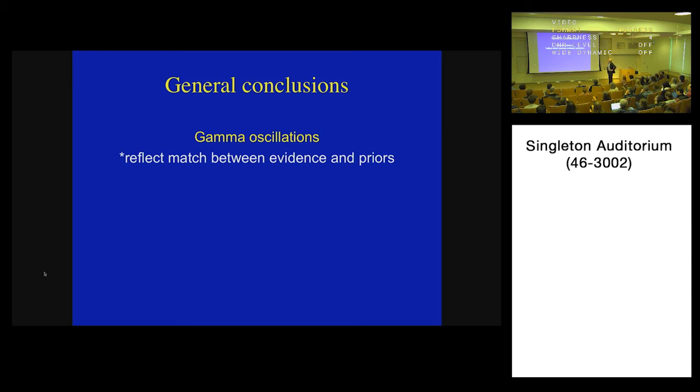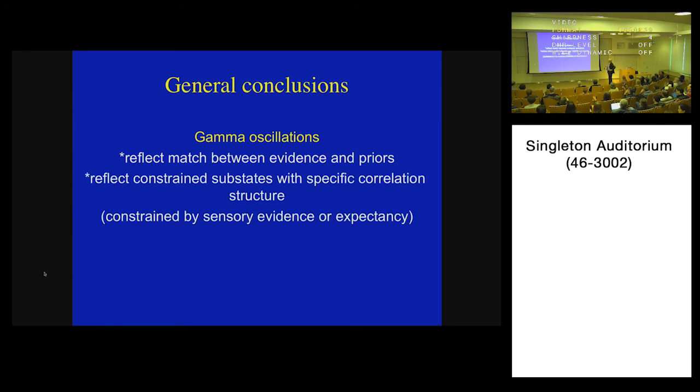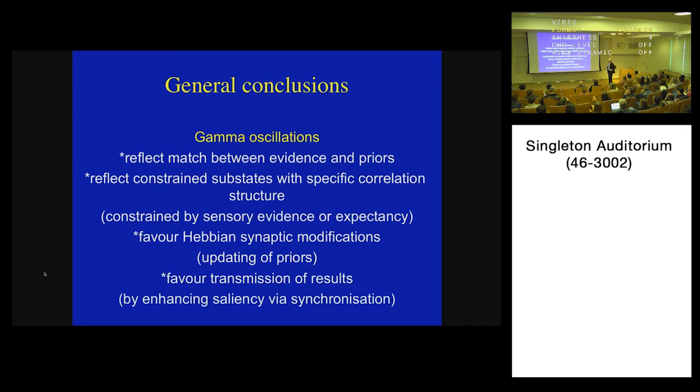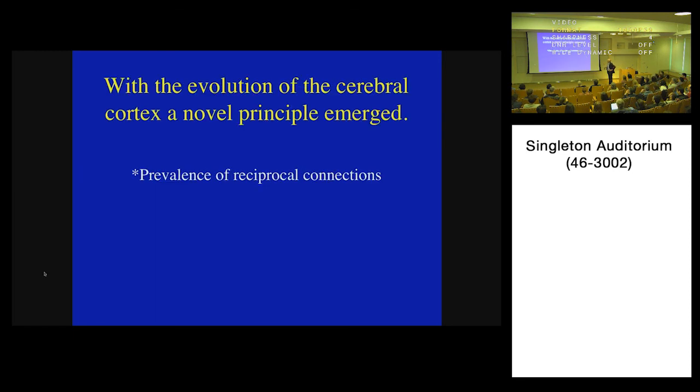So, in conclusion, gamma oscillations seem to reflect the match between evidence and priors. They reflect constrained substates with specific correlation structure. Well, I didn't show you any evidence on that. And they seem to favor Hebbian synaptic modifications. No evidence provided today for the enhanced transmission, but Pascal showed you all the necessary data for that.